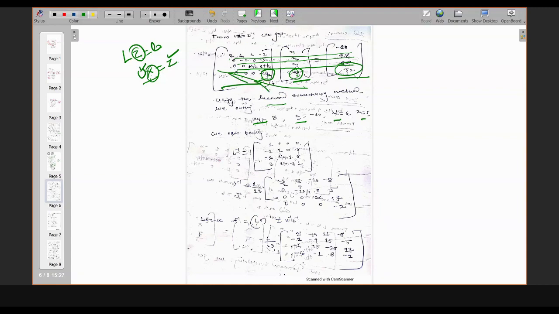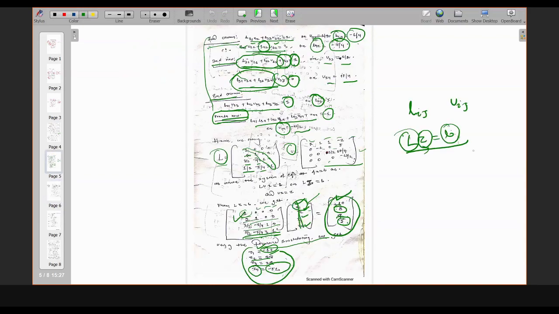So for the forward substitution method, what you have done is you solve from top to bottom. Okay, so top to bottom. That is the only difference. Top to bottom.